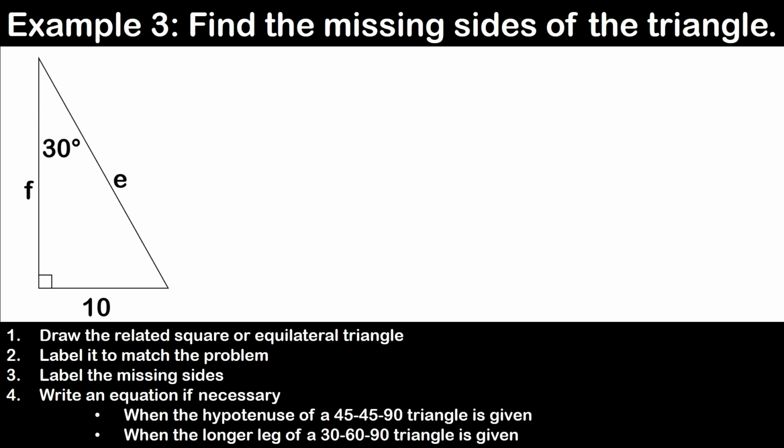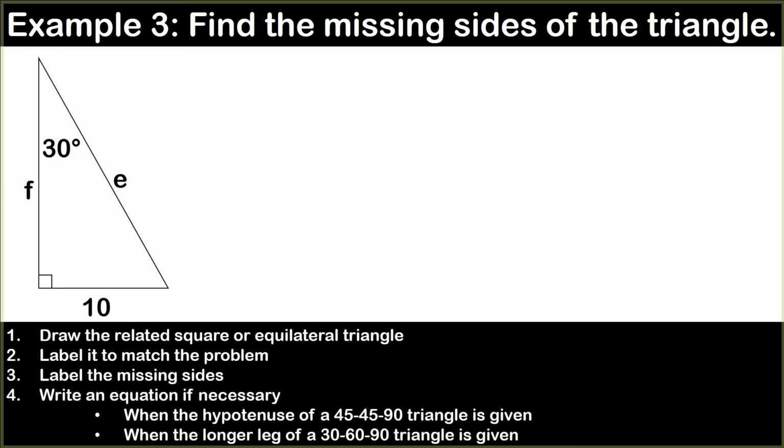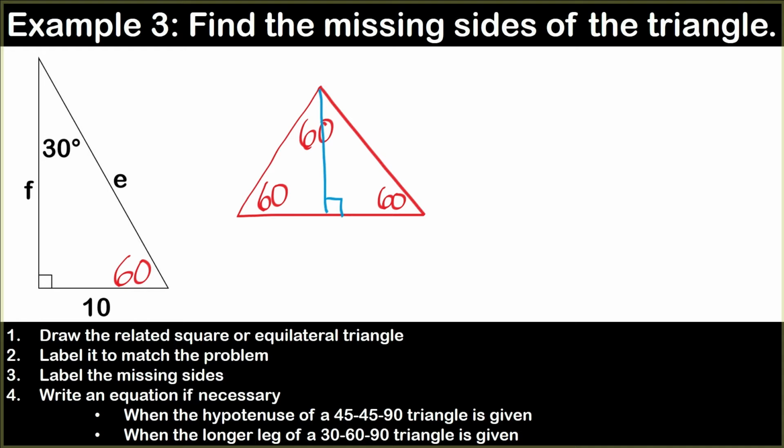Example 3, find the missing sides of the triangle. In this problem, I have a 30-degree angle and a 90-degree angle. So I know that this angle right here must be 60 degrees. This is not half of a square. This is half of an equilateral triangle. So now I'll draw the related shape, and I'm going to label the shape exactly the way it's labeled in my problem.